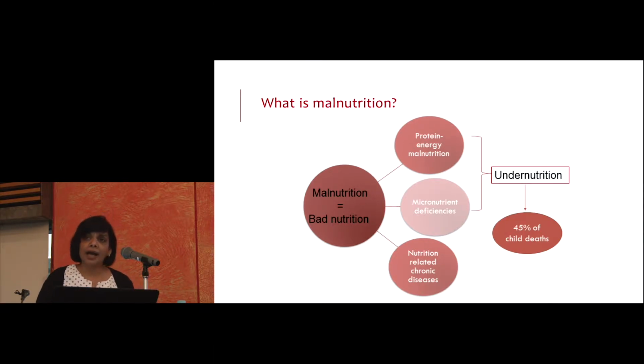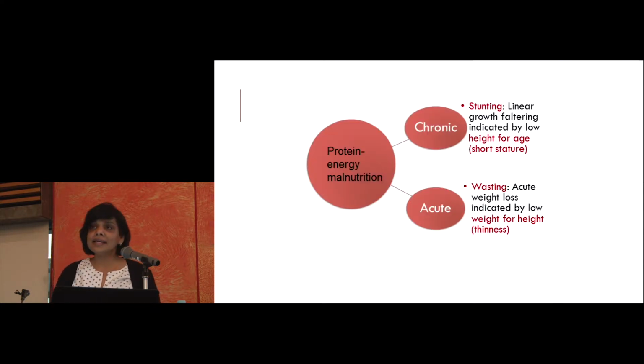And overnutrition, sometimes we lazily call it overnutrition, which is a term I tell my students not to use because it's still malnutrition. I think the more appropriate term is nutrition-related chronic conditions or diseases, which includes overweight and obesity. And in protein energy malnutrition, there are again two types. One is chronic, and the other is acute.